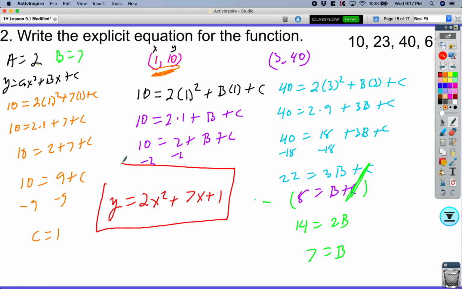Okay? This is the standard form. This is the y equals mx plus b version of quadratics. And remember, the whole point of this is to solve for a, solve for b, and solve for c. Last one.